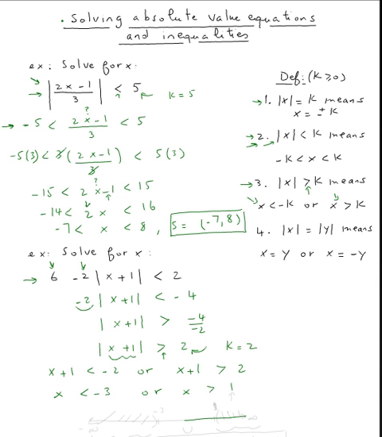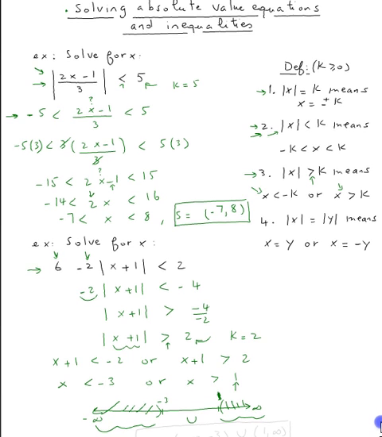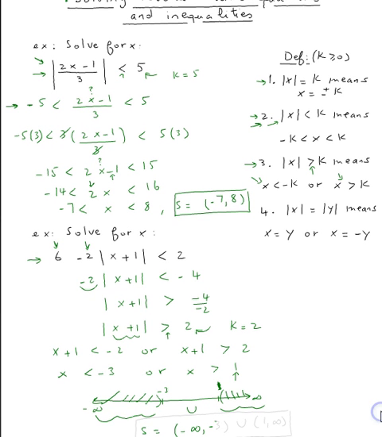Now you need to write the solution in interval notation. This is negative 3, this is 1. We want all the numbers that are strictly less than negative 3, and all the numbers that are strictly bigger than 1. So how do we write that in interval notation? It's going to be all that union all that. So the solution will be negative infinity to negative 3, union 1 to infinity. We have to use parentheses because negative 3 and 1 are not included. So this is the solution, and that's it for this example.